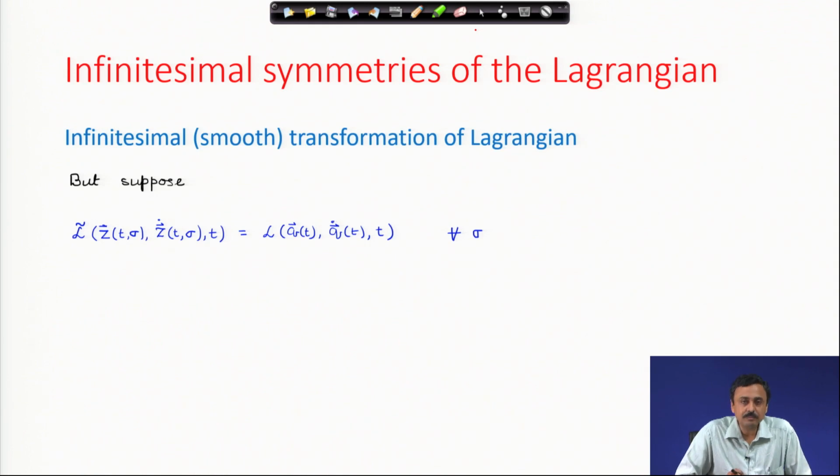But now, let us make a supposition. Suppose I have been able to structure the definition of z such that the new Lagrangian L tilde is the same as the original Lagrangian L as a function of q. That means this new Lagrangian is somehow independent of sigma, even though in the transformation equations I have that sigma. When I substitute in the Lagrangian, somehow for some reason it does not depend on sigma. For all sigma, it becomes equal to the original Lagrangian. It can happen. I am going to show you examples.